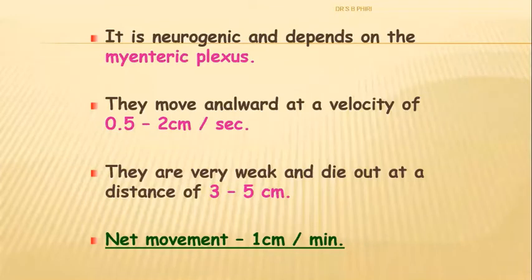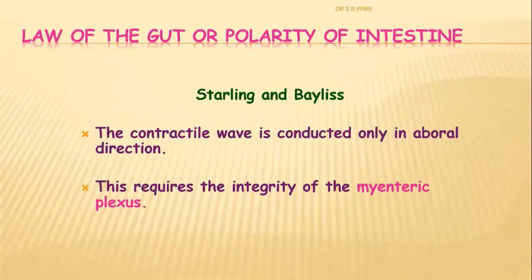So the bolus will be propelled to move at least 1 centimeter per minute due to peristaltic contractions. They are starting, they will die off, others will start, they'll die off just like that. Then the bolus or the chyme will propel forward. So, the control of peristalsis, okay? The contraction wave is conducted only in the aboral direction.